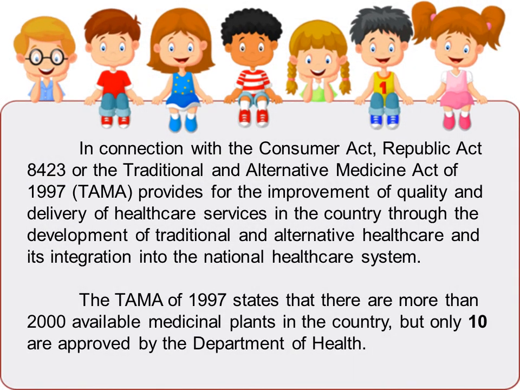In connection with the Consumer Act, Republic Act Number 8423, or the Traditional and Alternative Medicine Act of 1997, provides for the improvement of quality and delivery of healthcare services in the country through the development of traditional and alternative healthcare and its integration into the national healthcare system. The TAMA states that there are more than 2,000 available medicinal plants in the country, but only 10 are approved by the Department of Health.